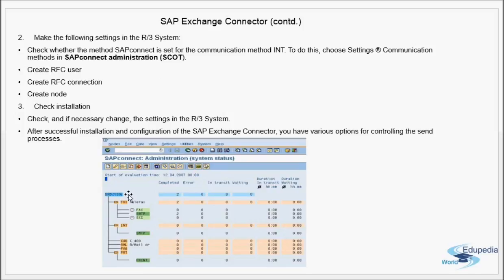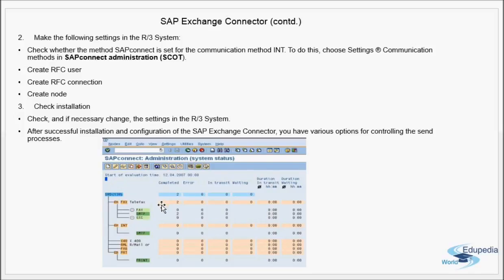So you have a system here. There you configure different nodes, like fax, internet, etc. These are known as nodes here, for the various communications and connectors. Now our SAP system has to communicate with the SAP Exchange Connector using RFCs. So you have to create an RFC connection, an RFC user, and you have to create the node. Whatever the communication is, fax or internet or X.400.